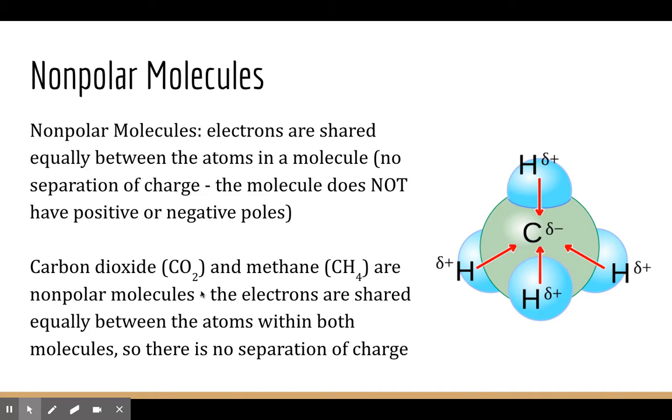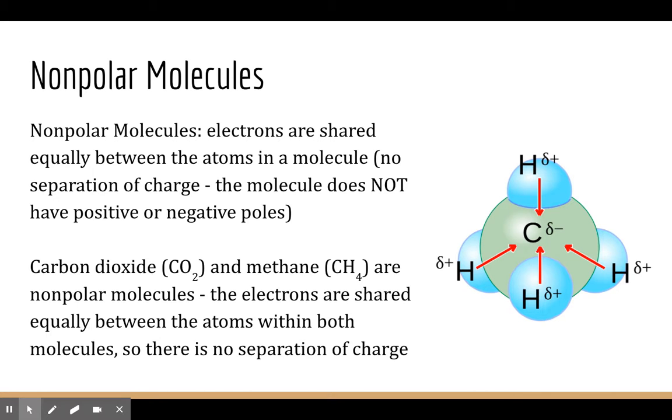So now we're going to focus on nonpolar molecules. Nonpolar molecules are molecules where electrons are shared equally between the atoms in the molecule, aka there is no separation of charge and there is no region where we have a positive pole and a negative pole. The whole thing is evenly distributed.